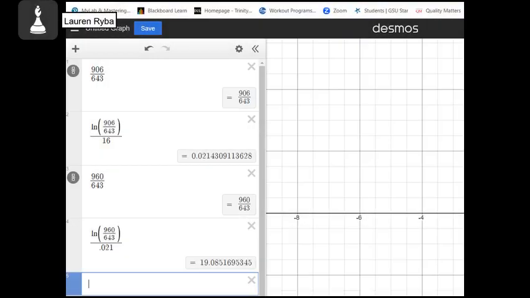As you can see, here are my calculations for the previous problem and how I got my answer for the k value of 0.021. And then for B, how we got our answer of 19 years.